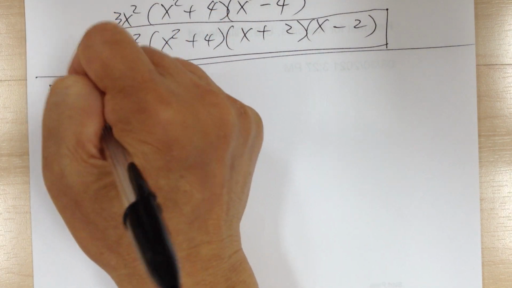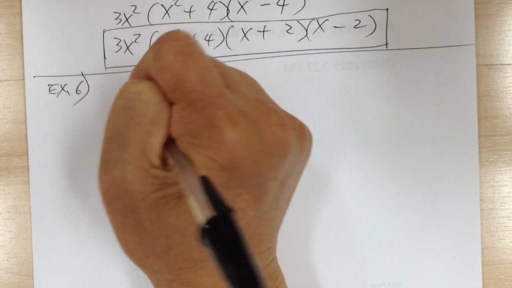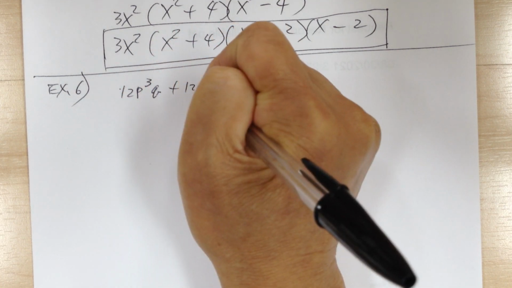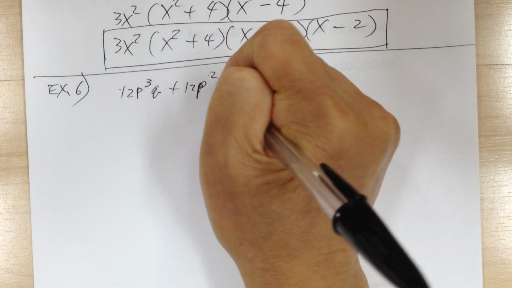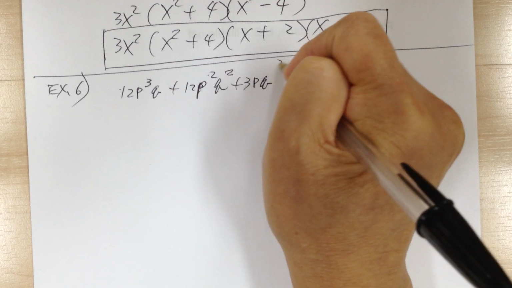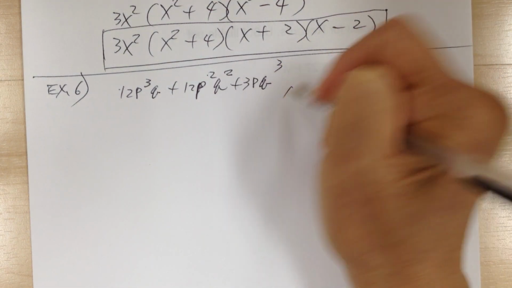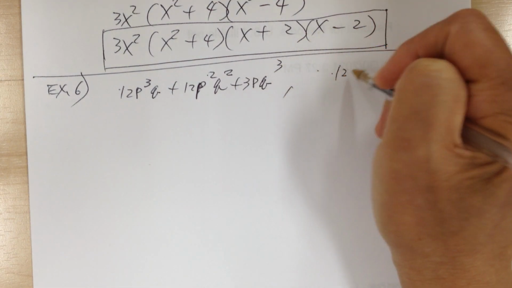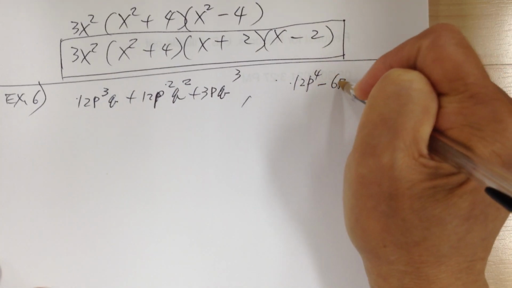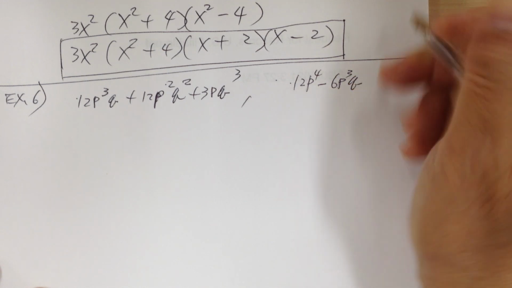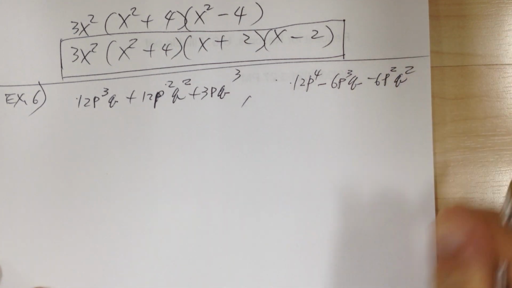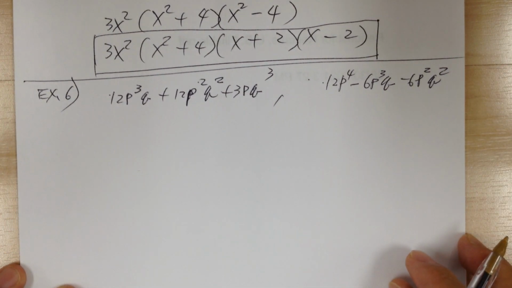Okay, so you have 12p^3q + 12p^2q^2 + 3pq^3. Okay, and you have 12p^4 - 6p^3q - 6p^2q^2. Okay, so just make sure you copy your problem correctly.